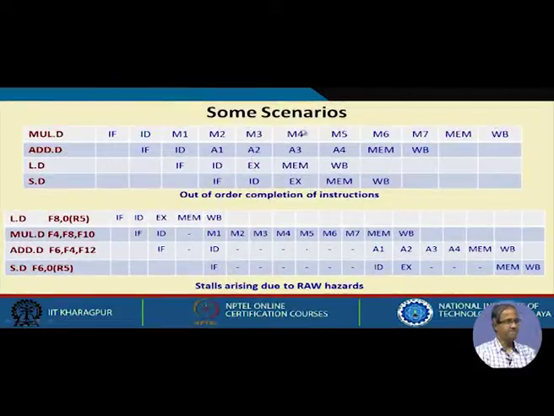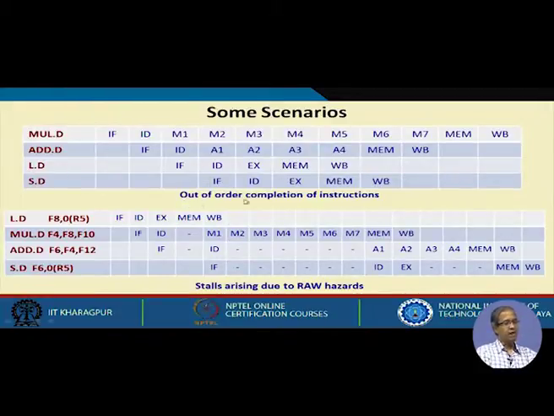So, some interesting scenarios you can see here now. I have shown one multiply followed by an add, and these are all double, load and store. Multiply will need 7 cycles in the execution stage, M1 to M7, add will require 4 cycles in the add stage, load and store will require 5 each in total.